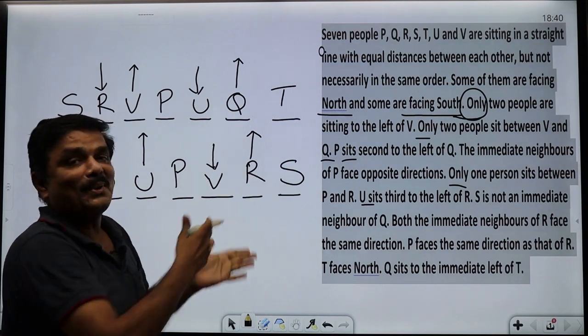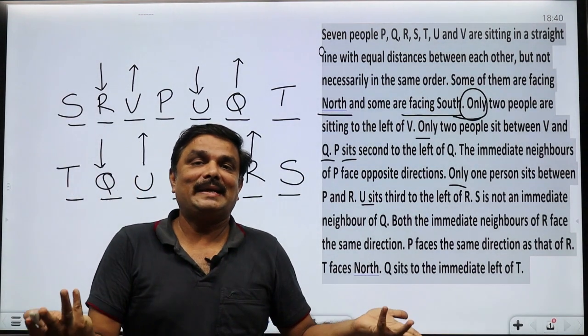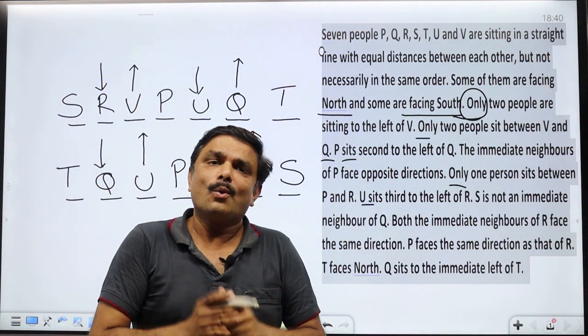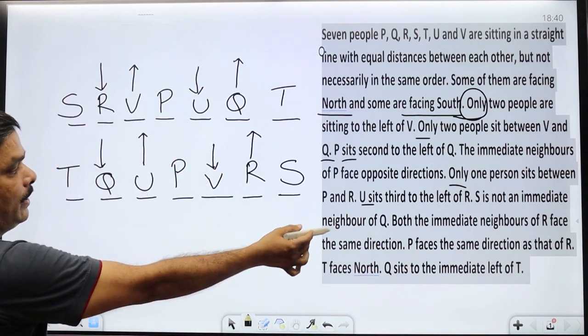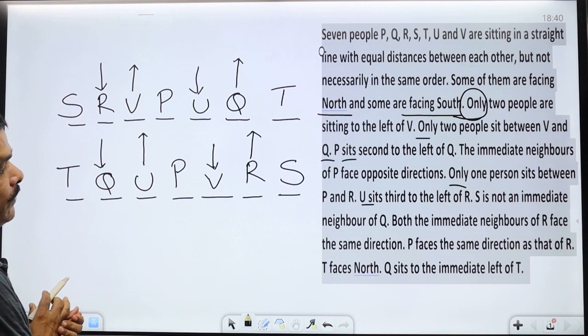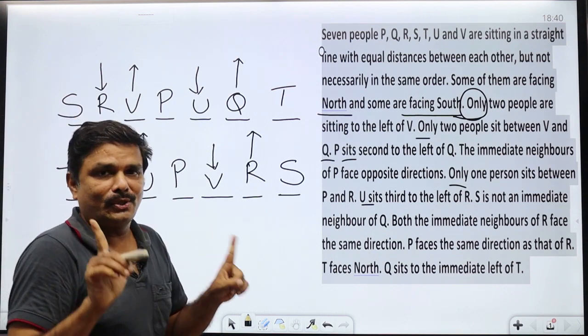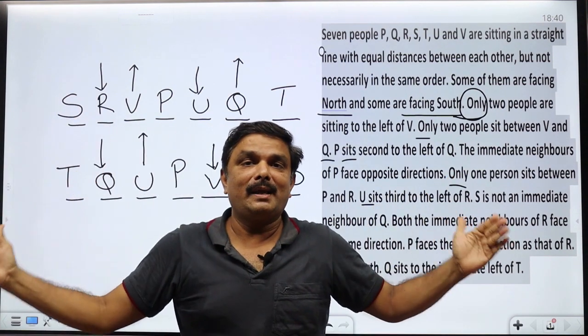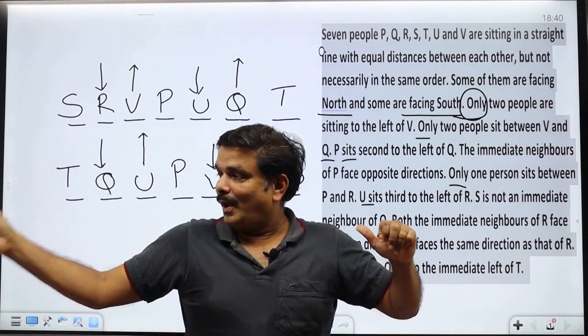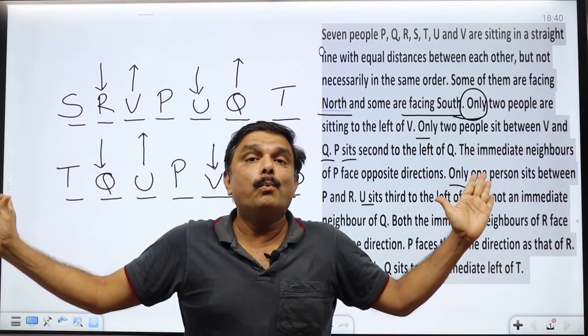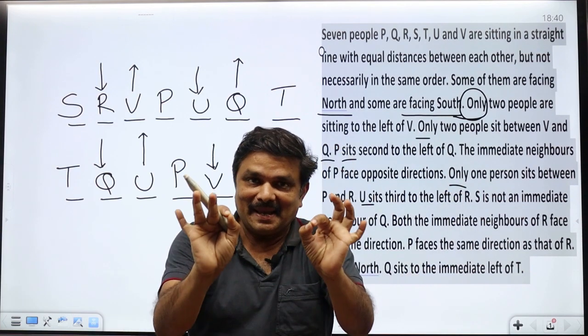I am not able to eliminate any one of the possibilities between these two. Both are okay till now. Okay, now go for the next information here. Both the immediate neighbors of R face the same direction. The same thing here. Suppose I am R, one neighbor here, other neighbor here, both should face the same direction.